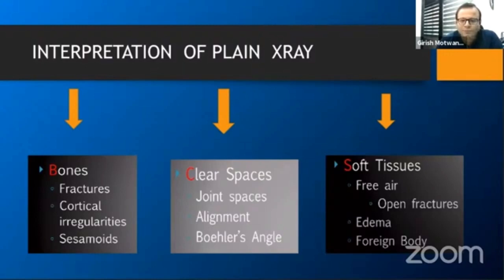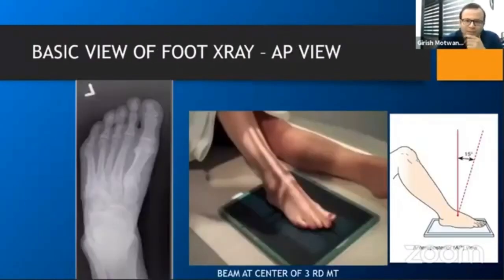We need to look for the spaces between some vital joints, for example, the clear space in the ankle, which we will look at in my presentation. We need to look for some angles which are important to know the actual problems and the severity of the problems, and in the soft tissue, for free air, edema, or any foreign body. So let's start with the basic thing first.